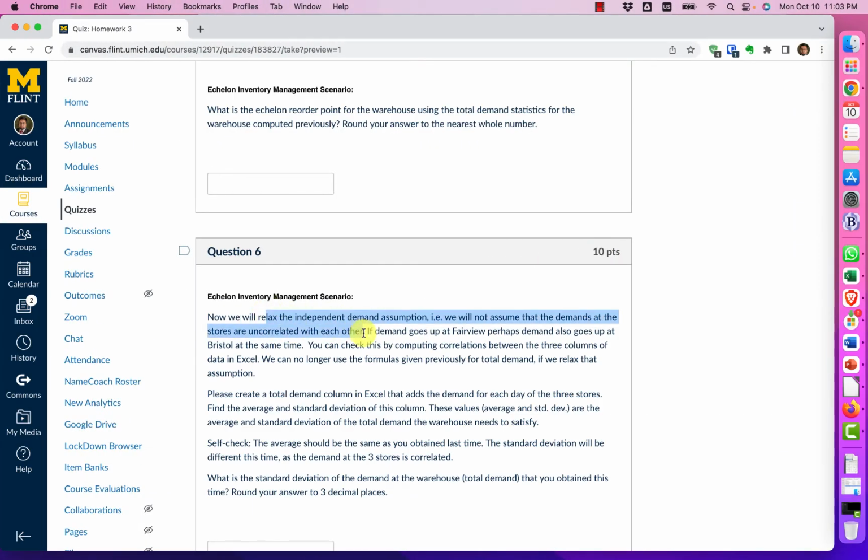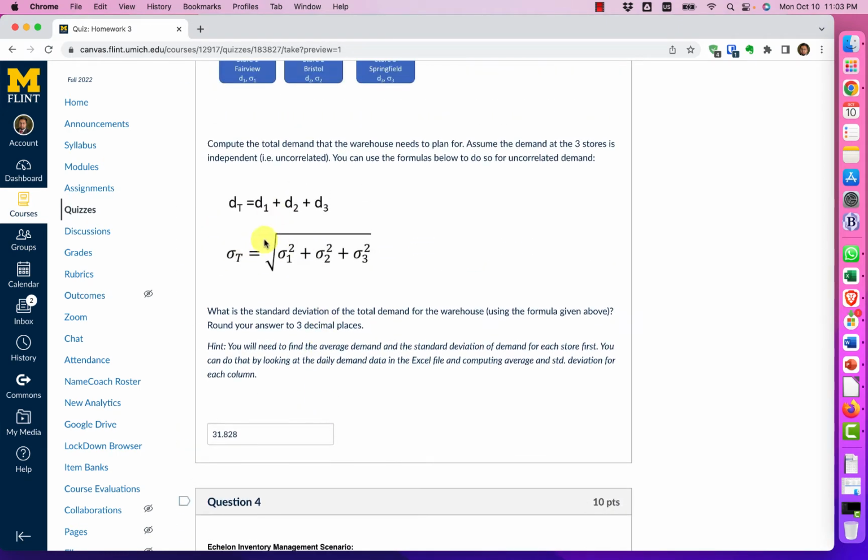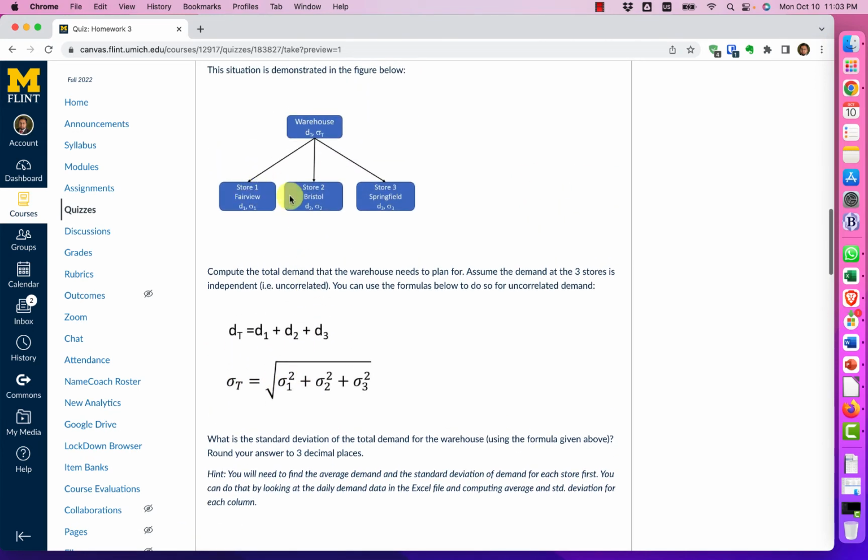Now we will relax the independent demand assumption. Well, where will we make this assumption? In using this formula, the second formula here. This formula is only correct if the demand at the three stores is independent of each other, i.e. the Fairview store demand increasing does not influence Bristol. Bristol's demand going up or down does not influence Fairview, and the demands do not move in sync, so they are independent.